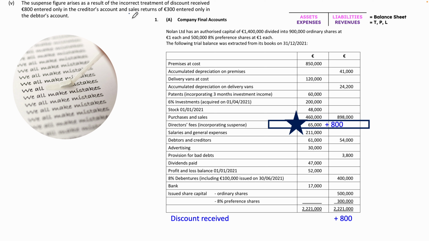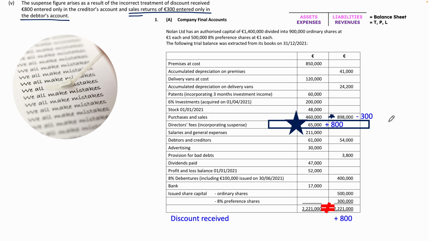The second part then says sales returns of 300 entered only in the debtor's account. So sales returns from a debtor would affect my debtor's account, and it would also affect my sales account. So where is my sales? My sales is here, 9898. If my sales reduced because I had sales returns of 300, that's going to minus the 300 from the sales.